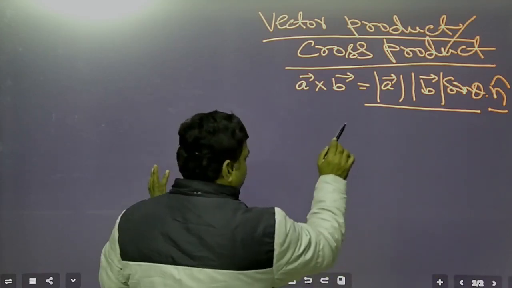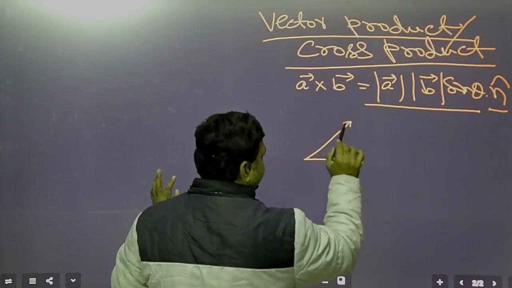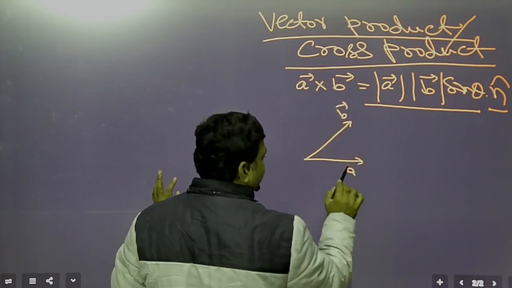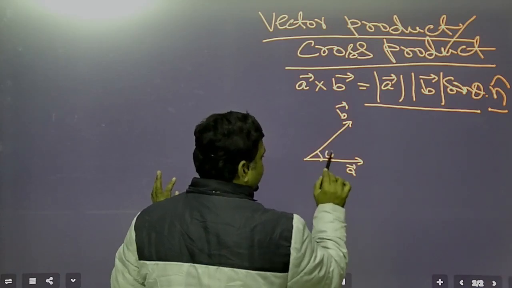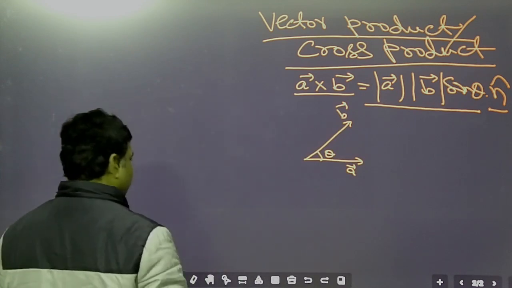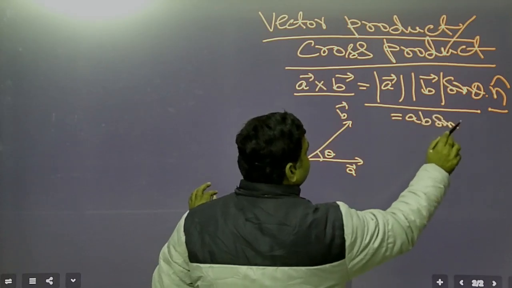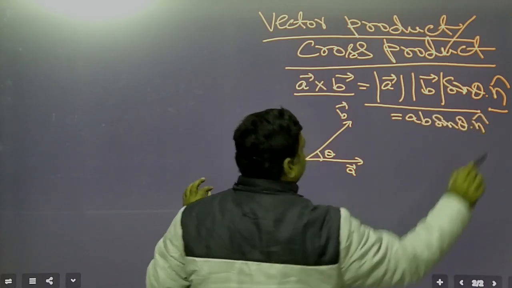Suppose this is your A graphically, this is your B graphically, and the angle between them is theta. Then the cross product A cross B will be this one, and simply we can write this as AB sin theta n cap.